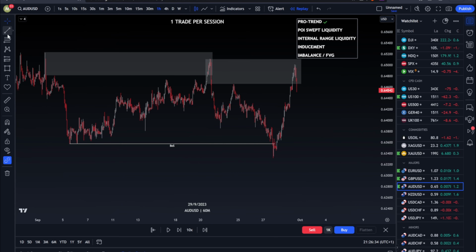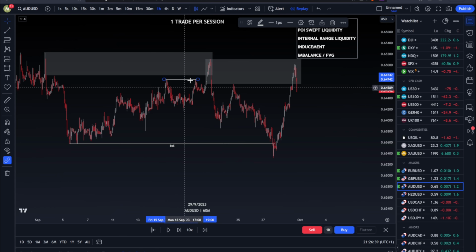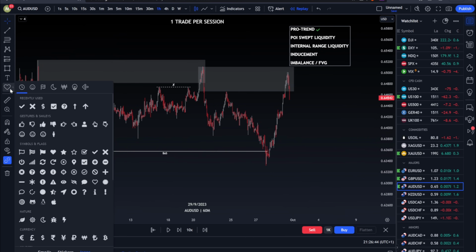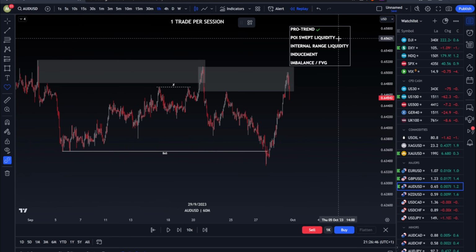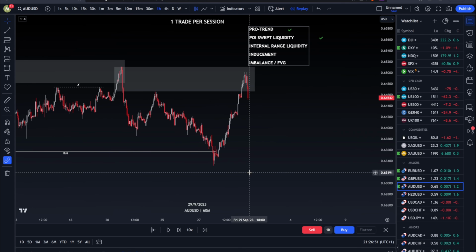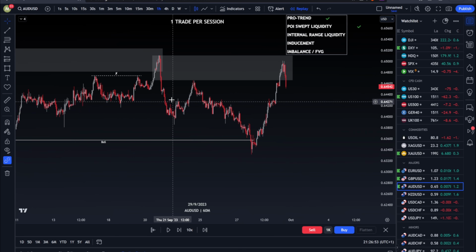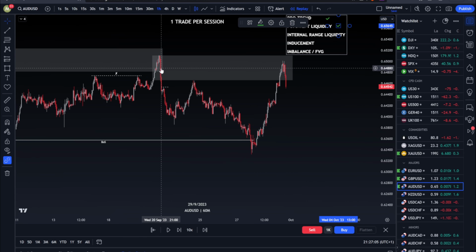Why? Because this swept liquidity, and in this case in form of a double top. So this is a liquidity sweep, and that will be checkmark number 2. Then, do we have internal range liquidity? On this chart, we do have a little bit of internal range liquidity, but that will be this one. But I don't really like it because I only take this in mind when internal range liquidity is in the extreme of your POI.